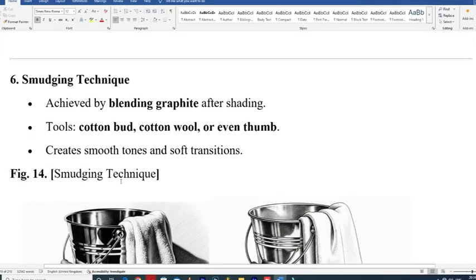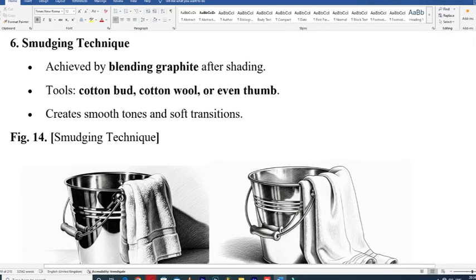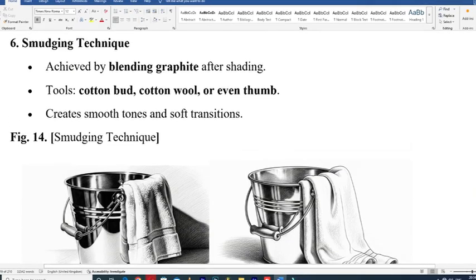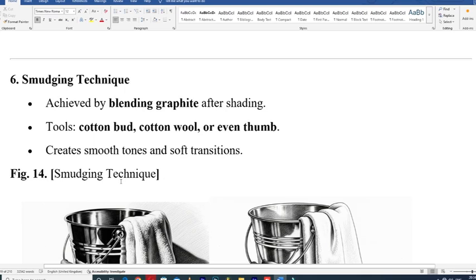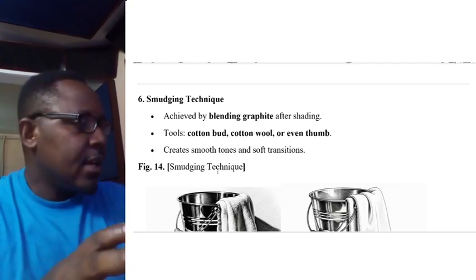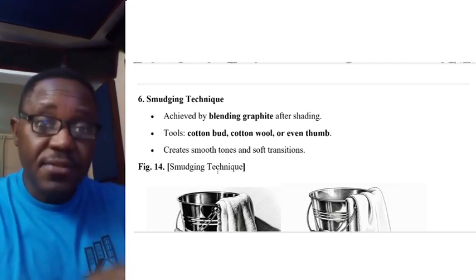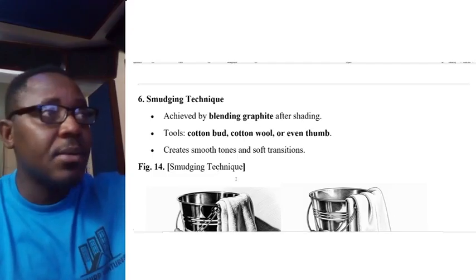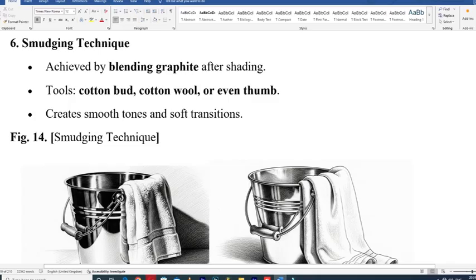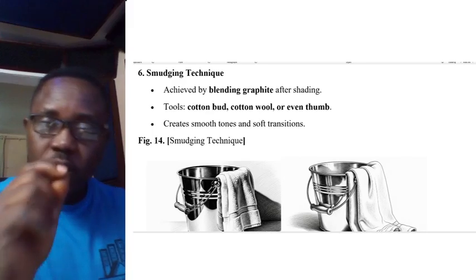All right, let's go to the last technique, smudging. This is beautiful. Look at the bucket. You see how shiny it is. Mostly we use smudging for shading an object that is very smooth, like a metallic object, like the bucket. And for smudging, we have two techniques. Some people use cotton wool.